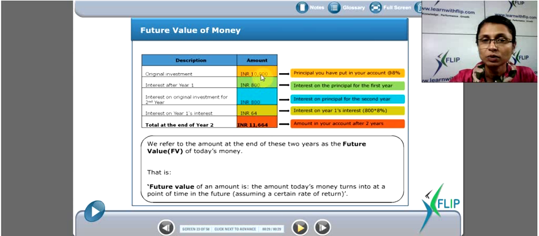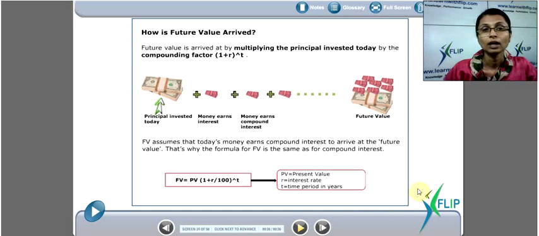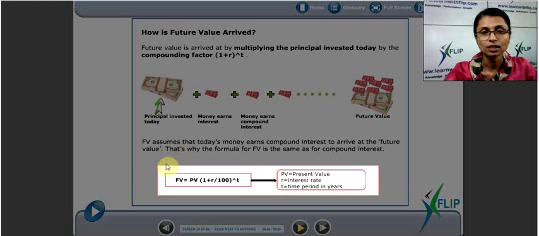If we go back to our courseware, we will see here the same example has been explained. Our original investment was 10,000 and after earning interest for 2 years, we have the future value 11,664. Future value is the amount today's money turns into at a point of time in the future, of course, assuming a certain rate of return. As mentioned, this is our future value formula. Future value equals today's value or the present value into 1 plus r raised to t.